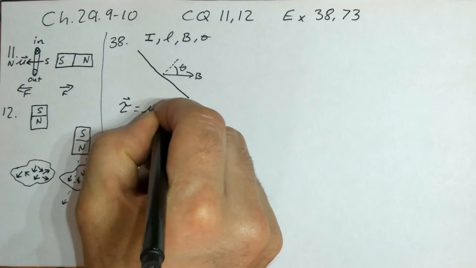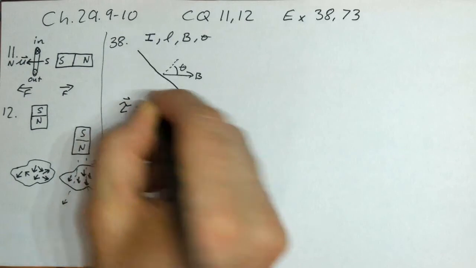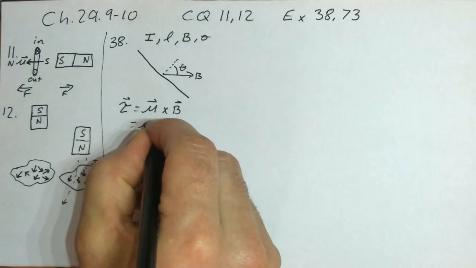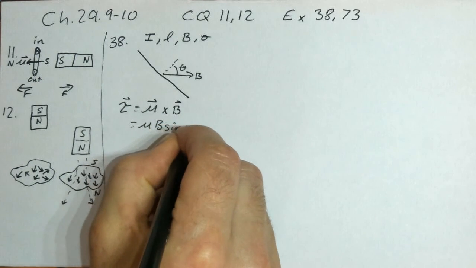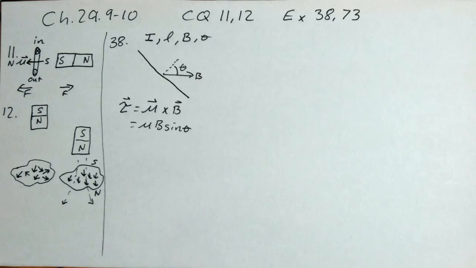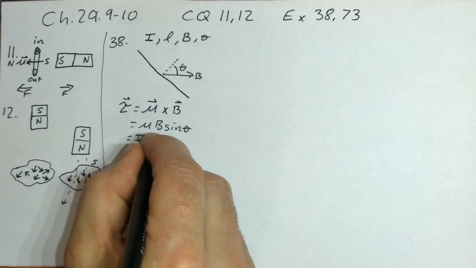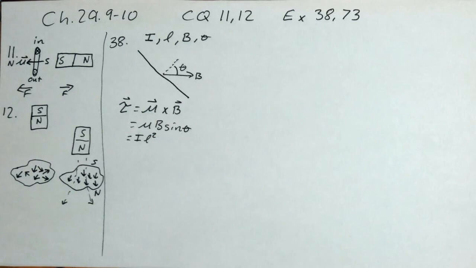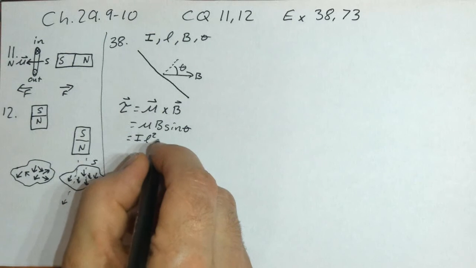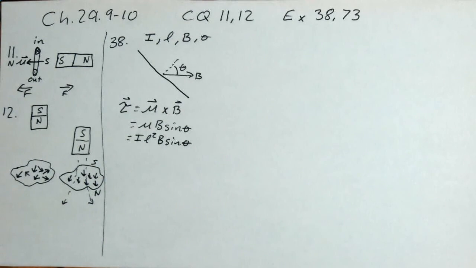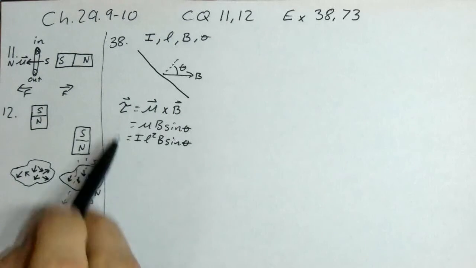is equal to mu cross B, which is mu B sine of theta. And mu is I times A, which in this case is L squared, because it's a square loop, so I can find it from the length. It's just side length times width. B sine of theta. Okay? And the direction would be so that the mu aligns with B.